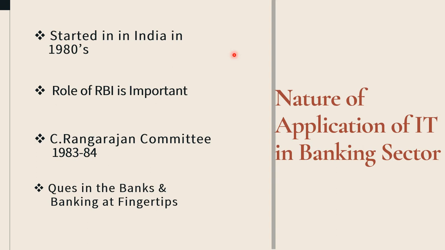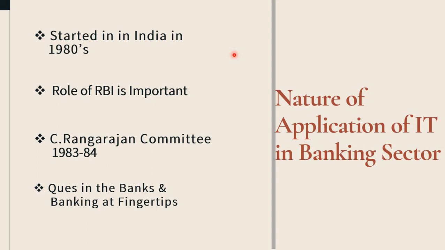Way back in that time period, we used to observe the queues in the banks for availing the banking services. The people used to stand in a queue for a couple of hours. But nowadays we can see the banking services are available to the general public on a fingertips. We can use our mobile phones for availing the banking services. The picture drastically changed nowadays because of this application of information technology.